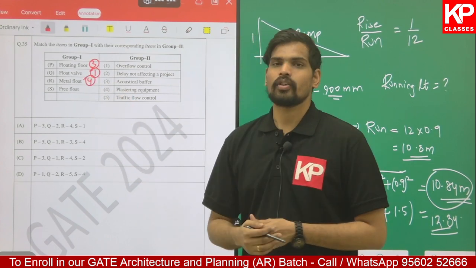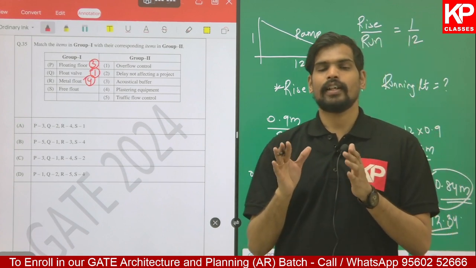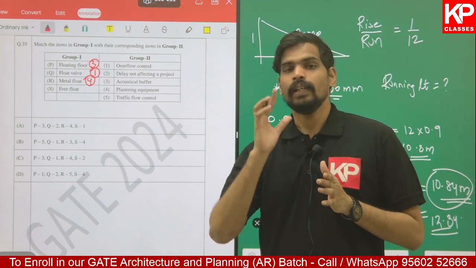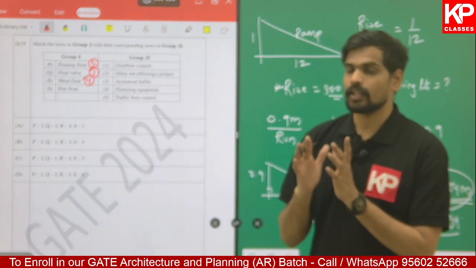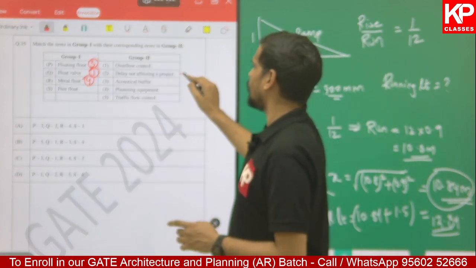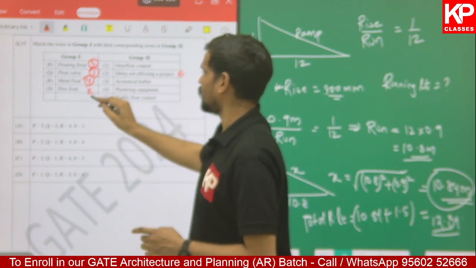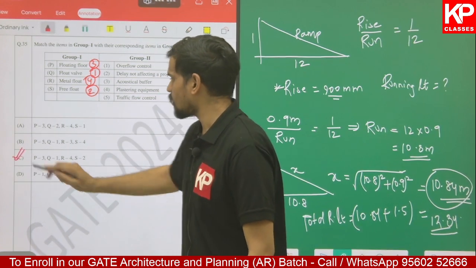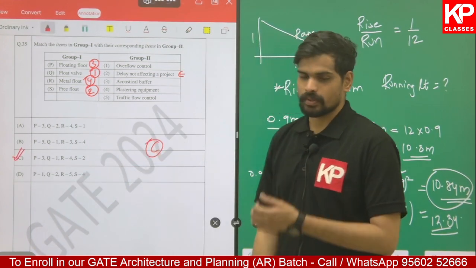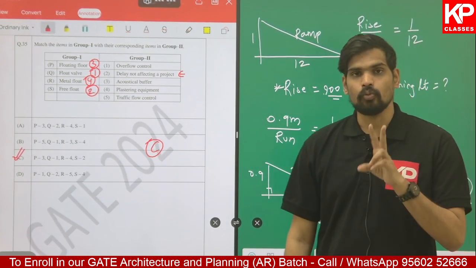Free float, I'm sure you all know the definition of free float. It is the additional time you have on an activity without affecting the early start of the subsequent or successor activity. It's a term used in project management. Delayed, not affecting a project. That is basically point 2. 3142 is the correct answer. So option C will be the appropriate option for this question number 35 for 2 marks.